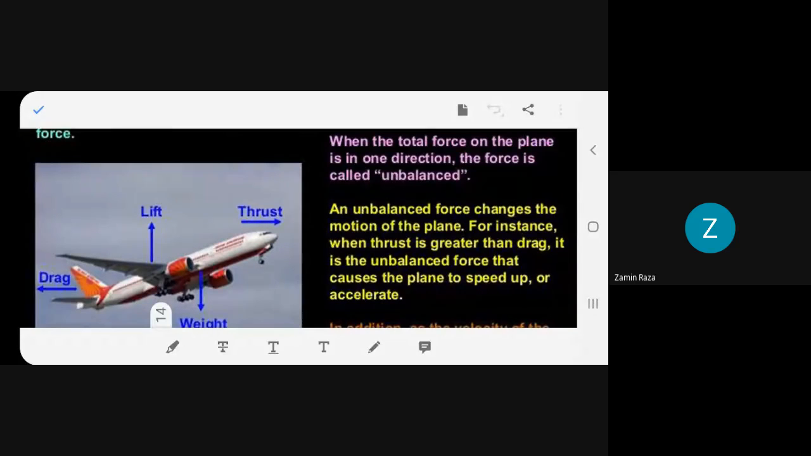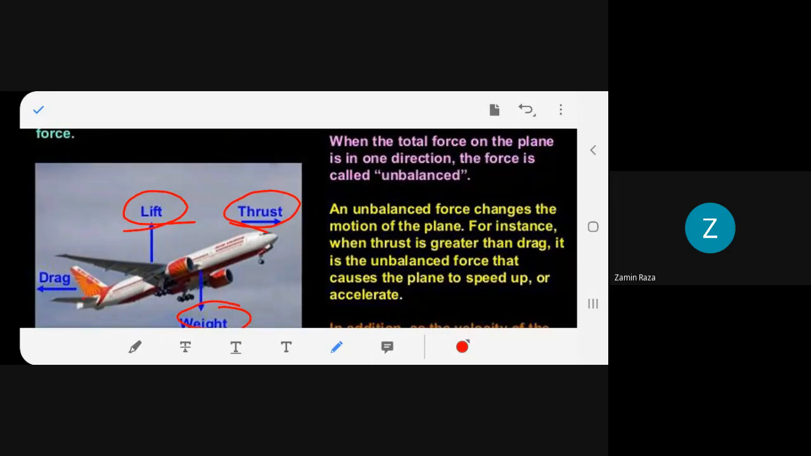So you can see over here, how many forces are applied on the plane? Weight, lift, thrust, drag. These are the forces which are applied on the plane, right? And the total force, all these are making it move ahead. Do you agree with me? All the forces, the lift, the weight, the thrust, drag, everything is making it move ahead.